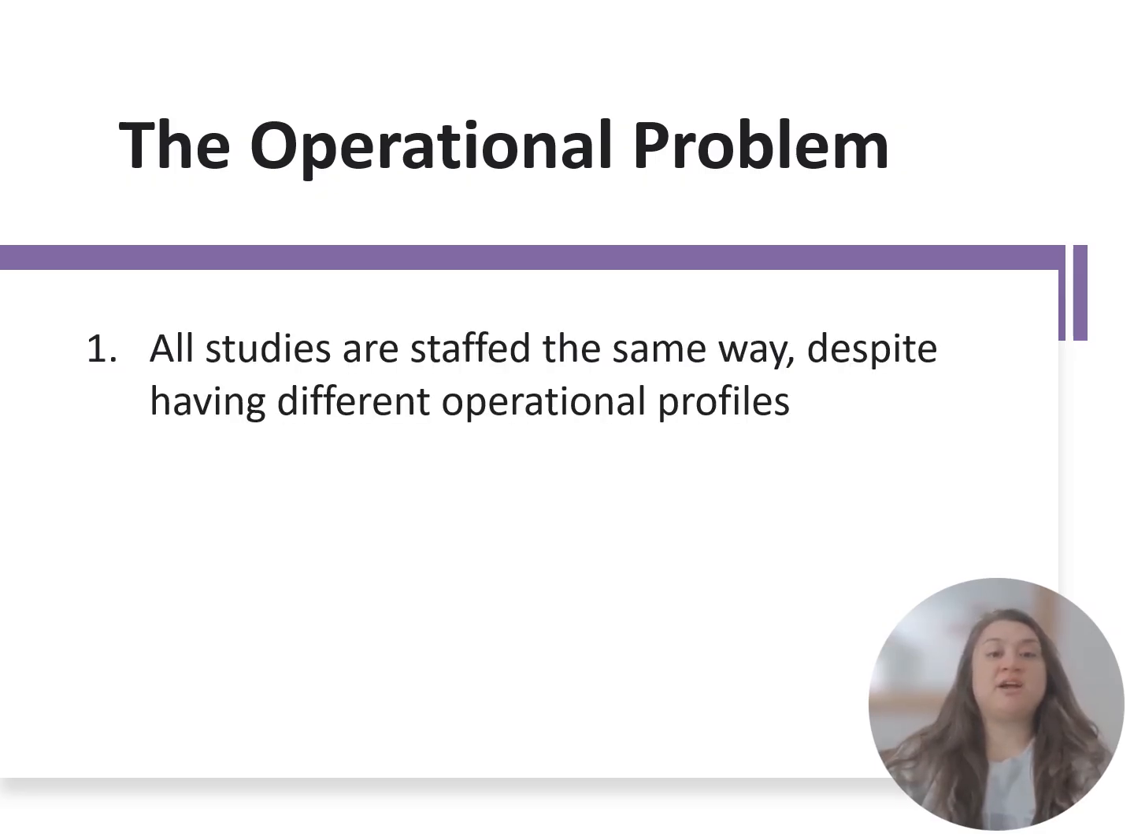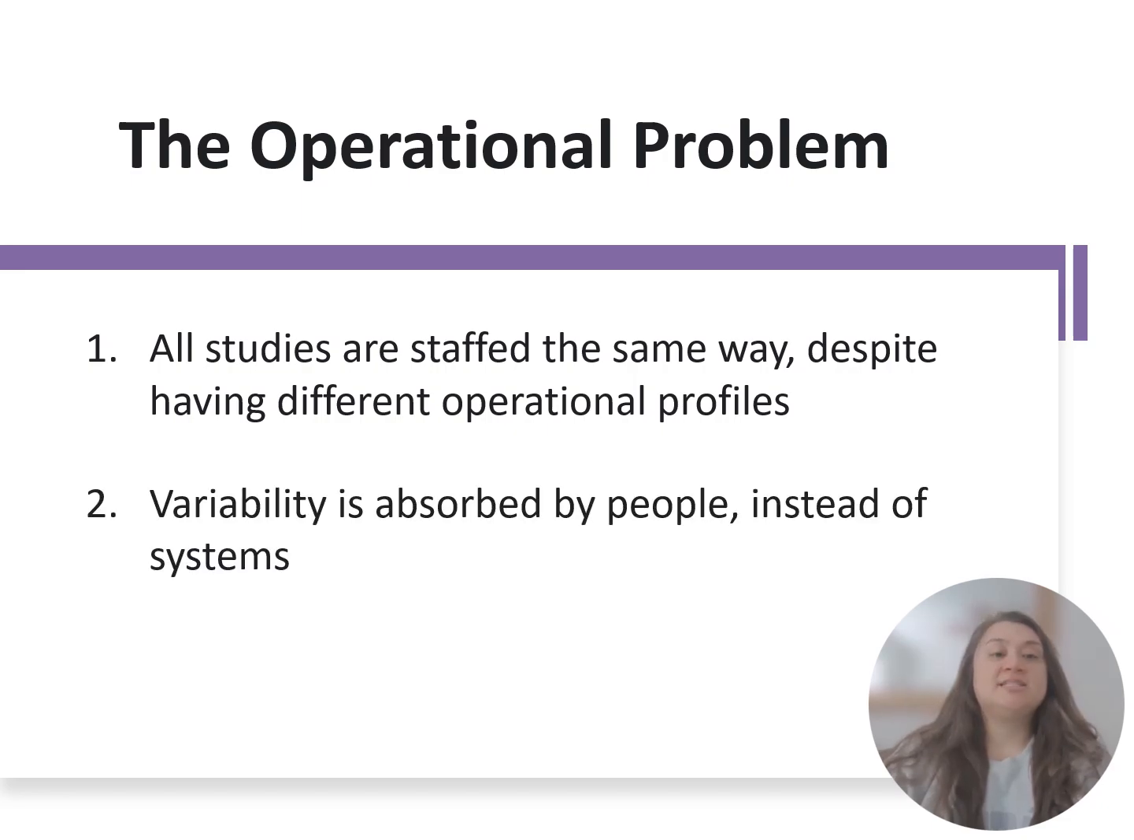First, studies with very different operational profiles are staffed the same way. For example, a highly predictable, high enrollment study may receive the same staffing model as a low enrollment study with sporadic high intensity visits. Second, variability is absorbed by people rather than by the system. When enrollment surges or visits run long, staff compensate by working late or shifting priorities. This creates hidden cost and burnout risk.